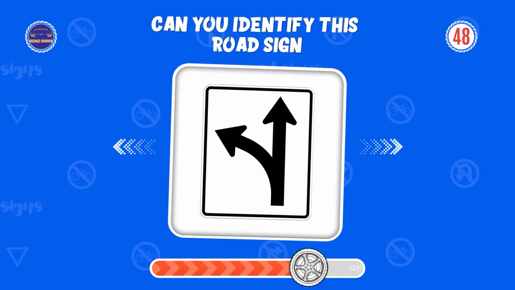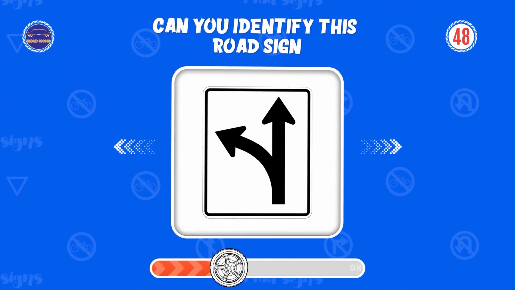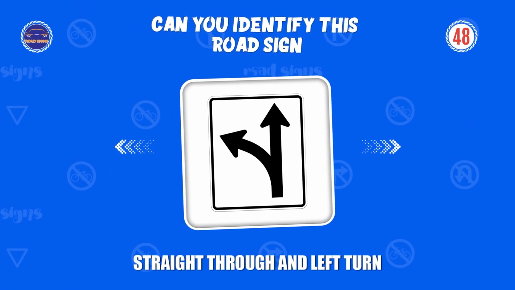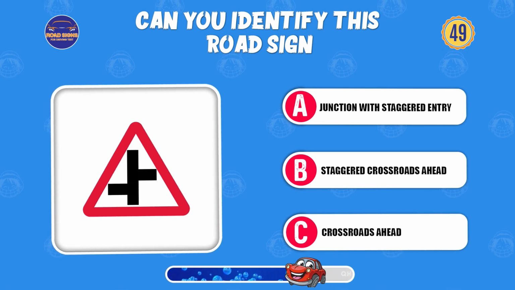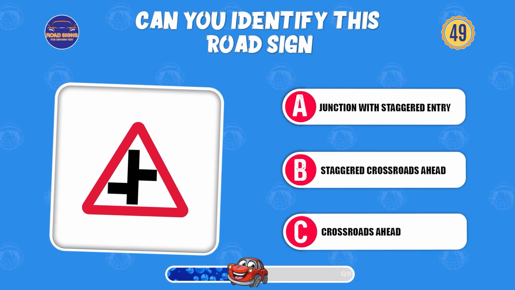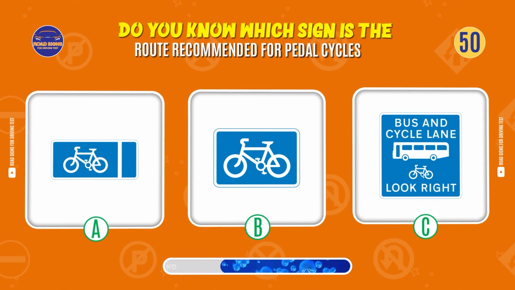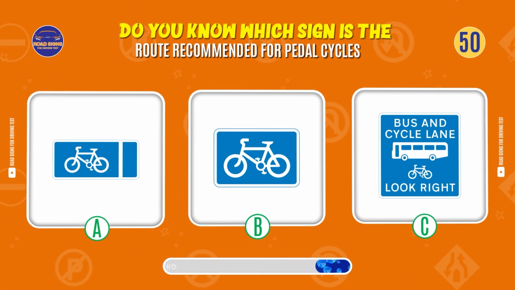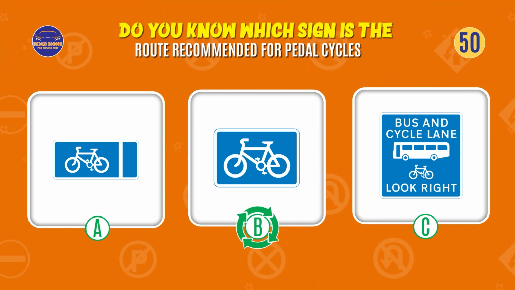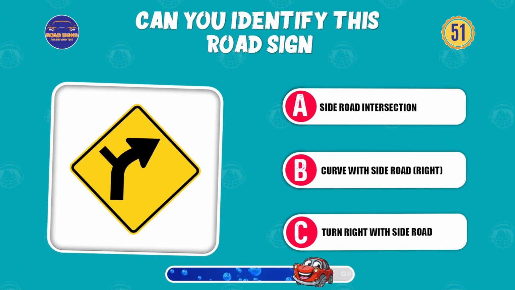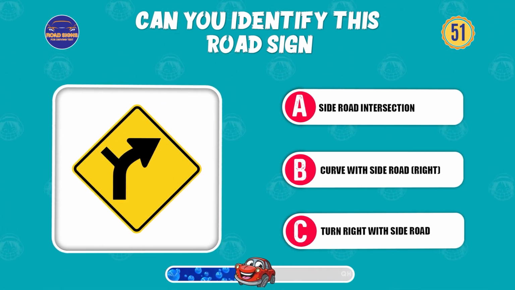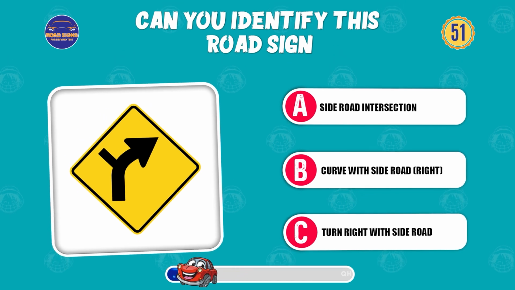Question 48. What does this road sign indicate? Straight through and left turn. Question 49. What does this road sign mean? B. Staggered crossroads ahead. Question 50. Question 51. What does this road sign indicate? B. Curve with side road.